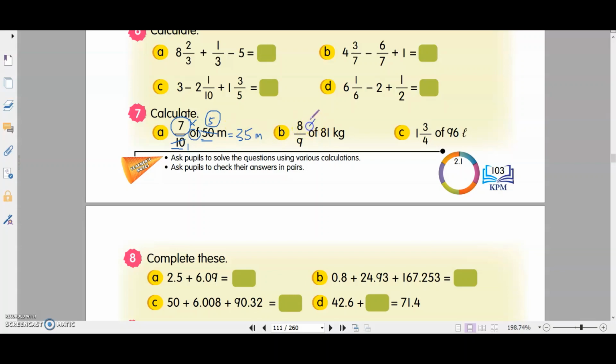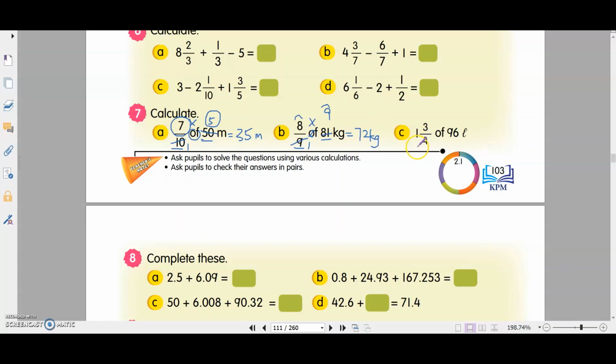So number 2, again, "of" means times. 9 and 81, we simplify these two numbers. What times table are they in? They are in the 9 times table. So we divide by 9, we get 1. We divide by 9, we get 9. And then 8 times 9, we get 72 kg.